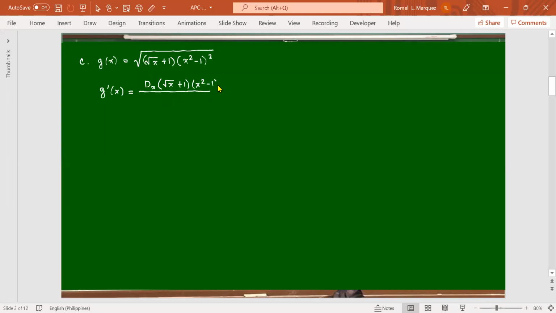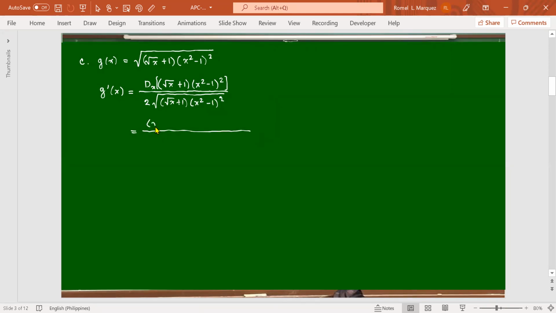x squared minus 1 raised to 2. So get the derivative of this. The derivative of the radicand expression inside over 2 is square root of, meaning you just copy, no? But multiply by 2. Get it, guys? What's the derivative of this? This is a product.